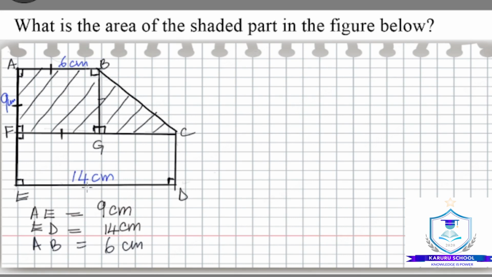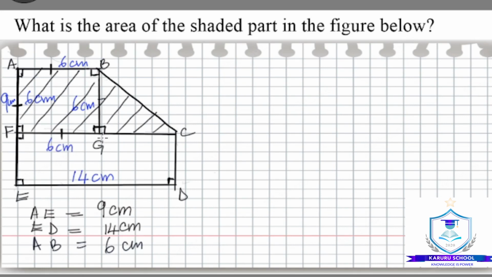So for us to be able to do the calculation for the area of the shaded part, we need to distribute all these distances to their respective points. So we know that from point A to F, since this one is a square, is equal to 6 centimeters, and then the distance from point B to G is equal to 6 centimeters, and then the distance from point F to G is equal to 6 centimeters.